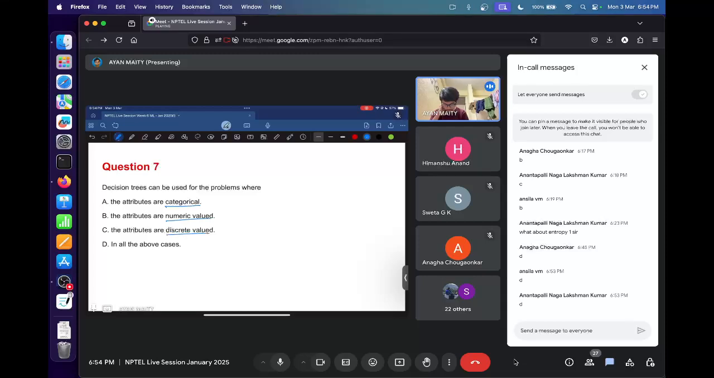The correct answer is option D, that in all of the above cases we can use a decision tree. If the attributes are categorical and discrete values, it can be directly applied. If the attribute values are numeric valued, you can discretize the values and then apply a decision tree. So in all of the cases, a decision tree can be applied.